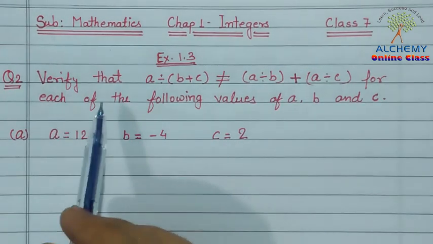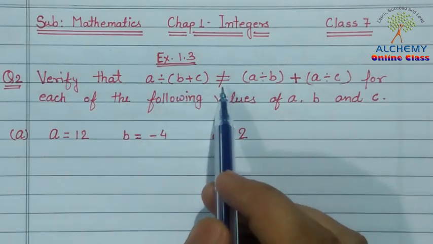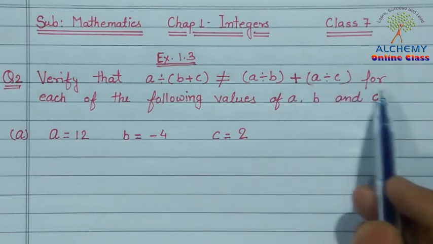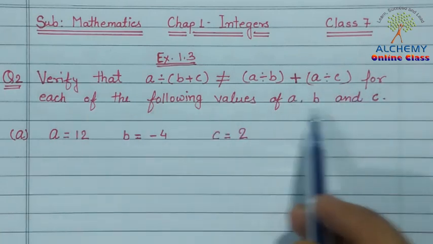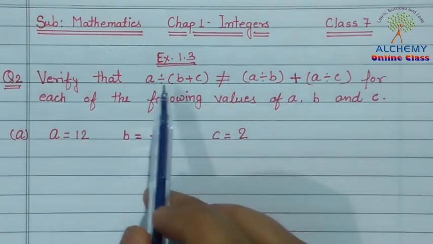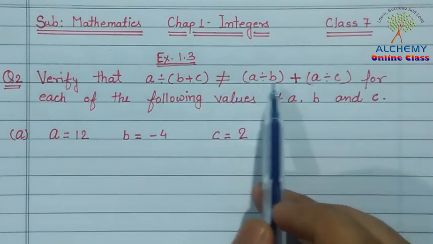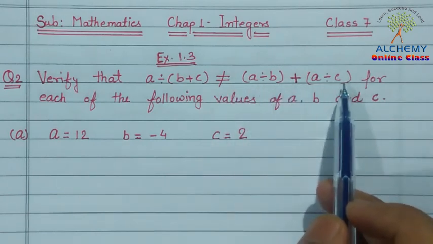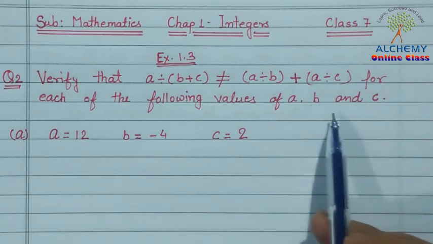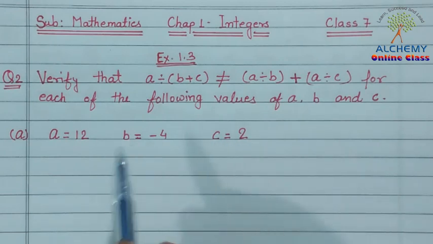Verify that a divided by (b plus c) is not equal to a divided by b plus a divided by c for each of the following values of a, b and c. So we have to verify that a divided by (b plus c) is not equal to a divided by b plus a divided by c, where different values are given for a, b and c. So let's see question number A.